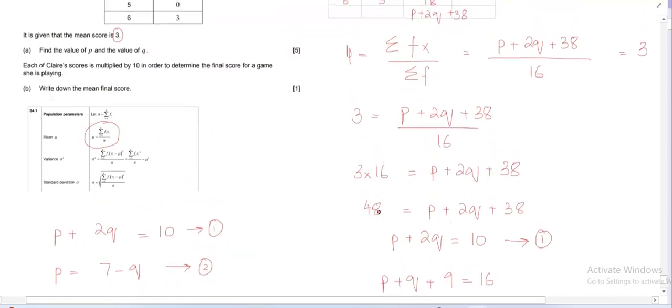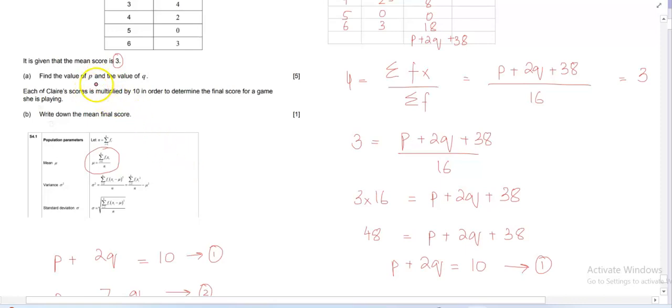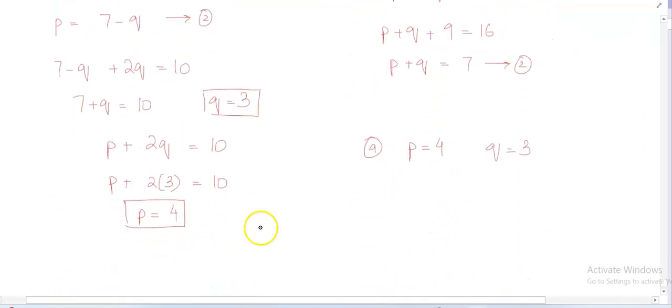That is going to be the solution for part A, right? Now with all of this, I have the value of p and q. Let's just look into part B. Each of Kalair's scores is multiplied by 10 in order to determine the final score for a game she's playing. Write down the mean final score, right? Now you just need to concentrate on what is given up here. Everything is getting multiplied by 10. So whatever score she was getting is going to get multiplied by 10. This means the final mean is going to get multiplied by 10 as well, right?